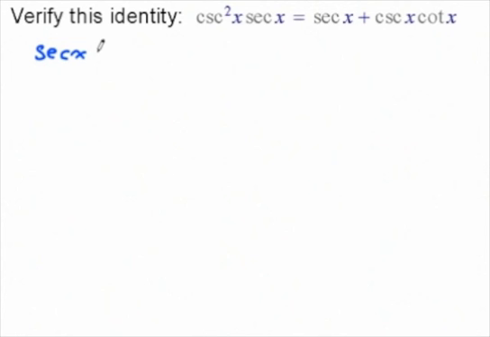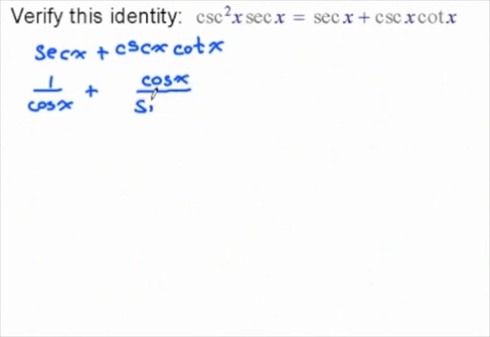So we have secant of x, I'm just going to write it over here, plus cosecant of x times cotangent of x. And I'm going to turn everything into sines and cosines. So this is 1 over cosine of x plus this is 1 over sine, and that's cosine over sine. So we're going to get cosine of x over sine squared of x: 1 over sine, cosine over sine, 1 times cosine is cosine, sine times sine is sine squared.